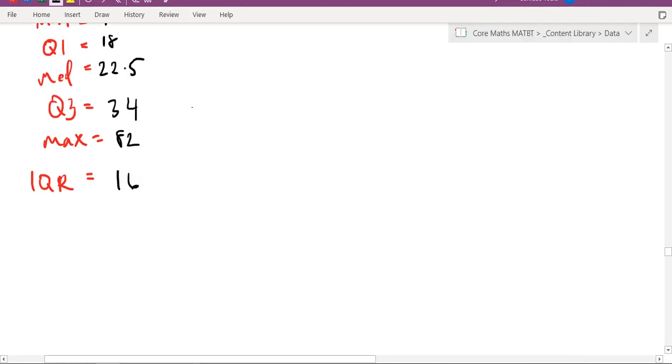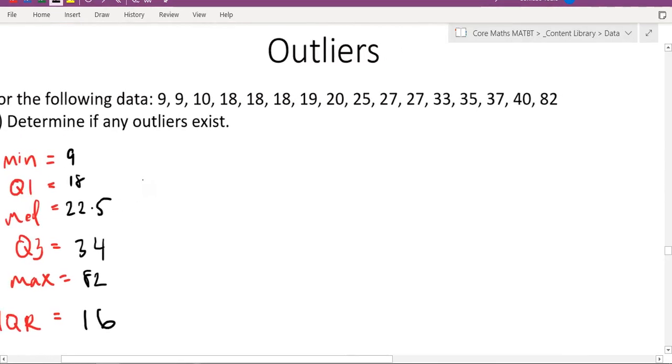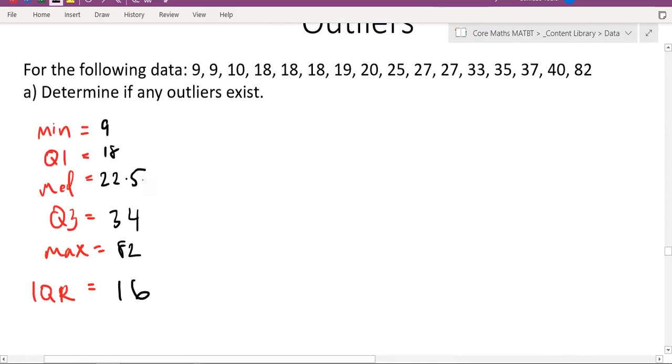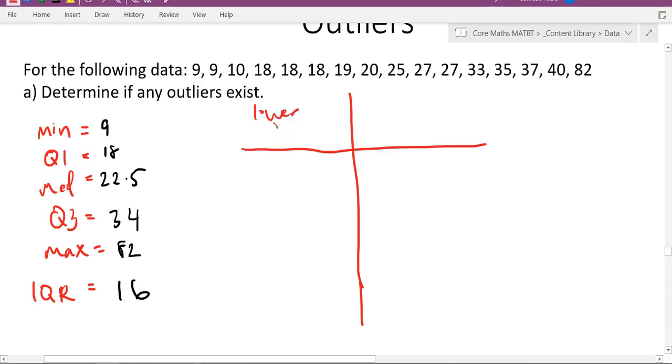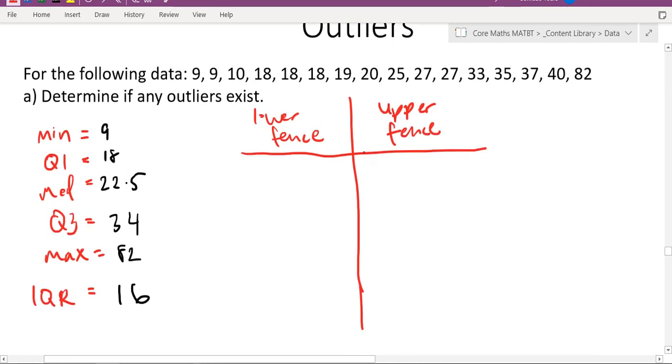Now this is how I want you to lay out when you calculate your fences. Generally in year 11, because the way that you do the SAC is a bit different, you need to make sure you lay it out properly. Just make 2 halves there. So this is your lower fence and this is your upper fence. In year 11 there's no set way to show it, but I think this is the clearest way to do it. So you're going to calculate the lower and the upper.